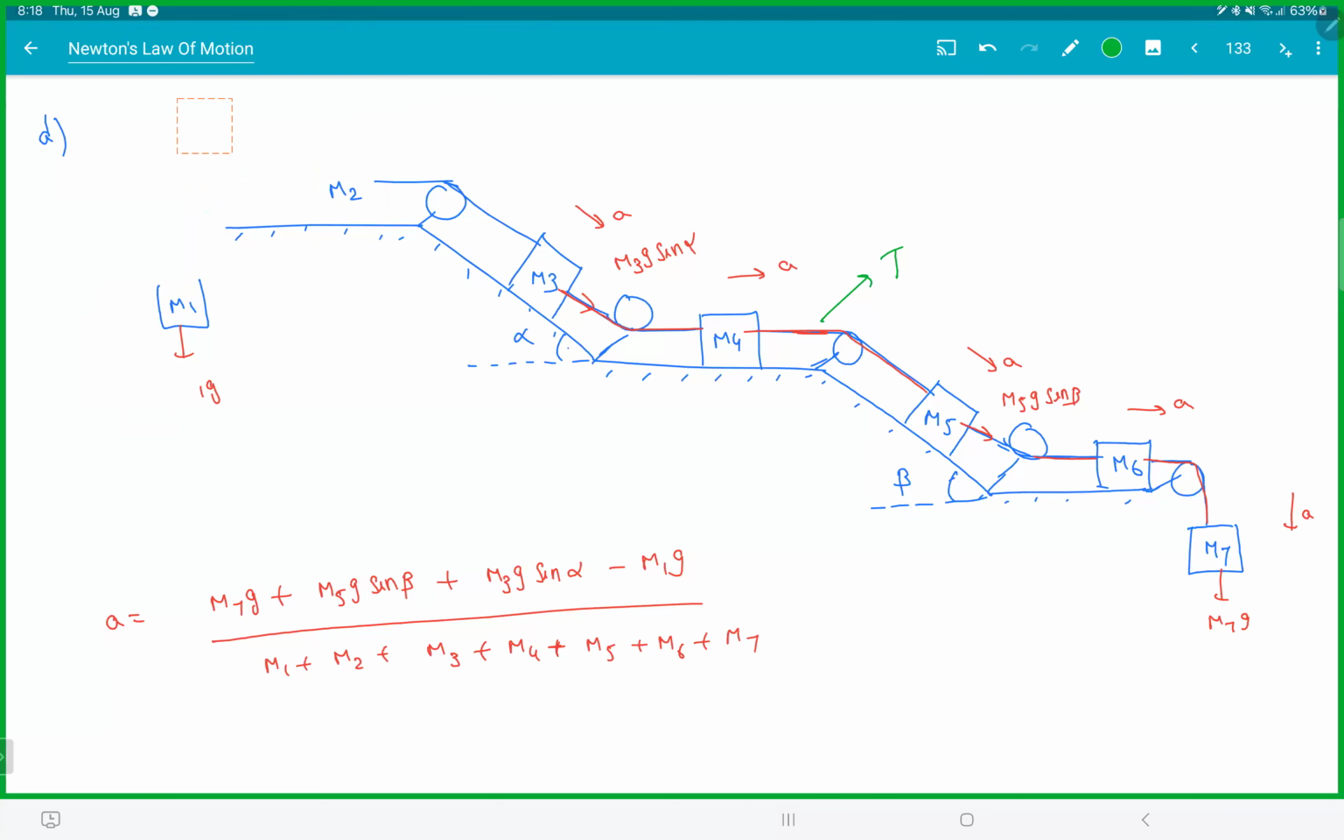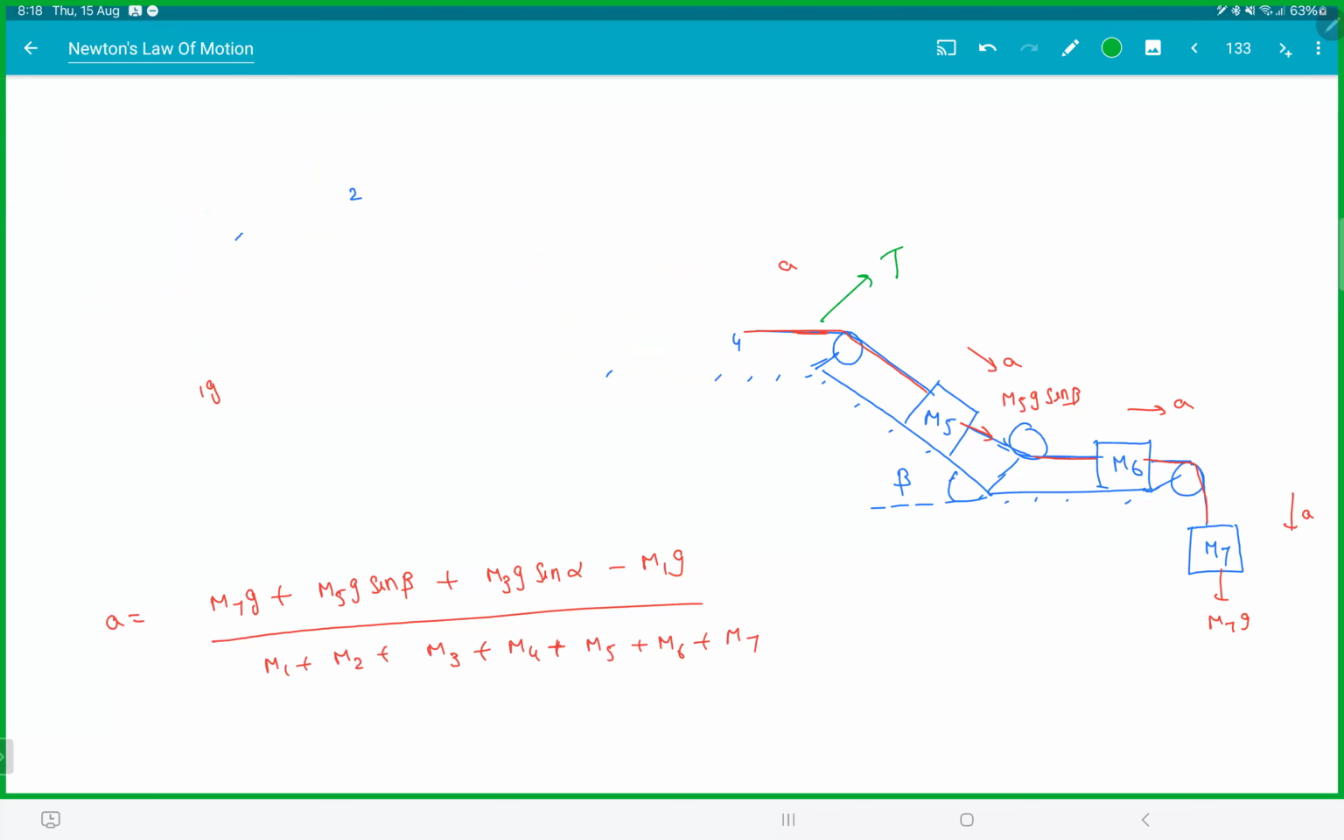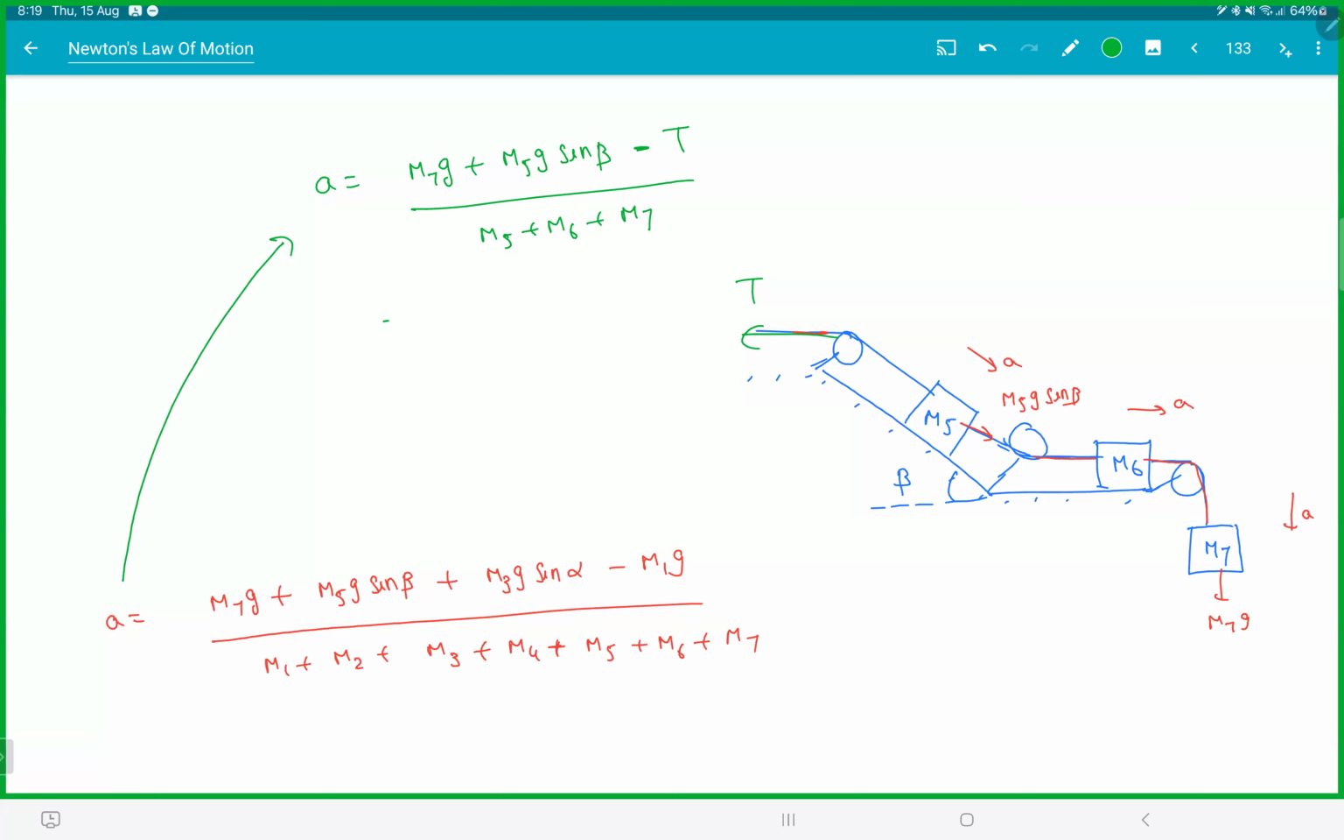So wherever you want to find tension, cut it there. So I will take the right piece. So this would be tension T. Now understand the concept is still the same. What is the concept? Net force by total mass is acceleration. So what is the acceleration for this guy? A is equal to M7G supporting, M5G sine beta supporting, tension opposing, so that is the net force, divided by total mass, and the mass is M5, M6, and M7. The system is only three pieces. Take the A from here and substitute, you'll get tension from here.